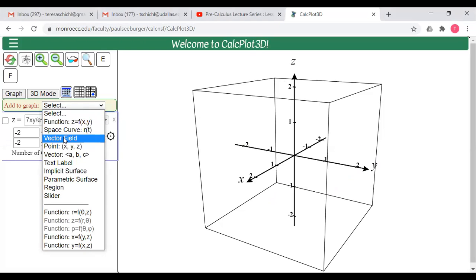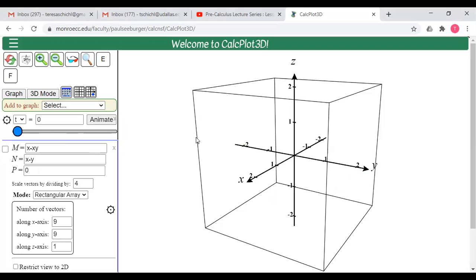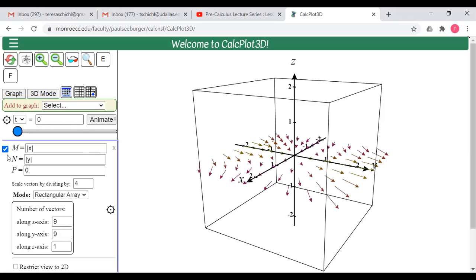What do you want to do here? You want to do vector fields, right? So the first scalar field is the absolute value of x, and here this is the absolute value of y. And the P, that is for the z, because this is R2, so I set P equal to 0. And then I plot it. See, that's the vector field.